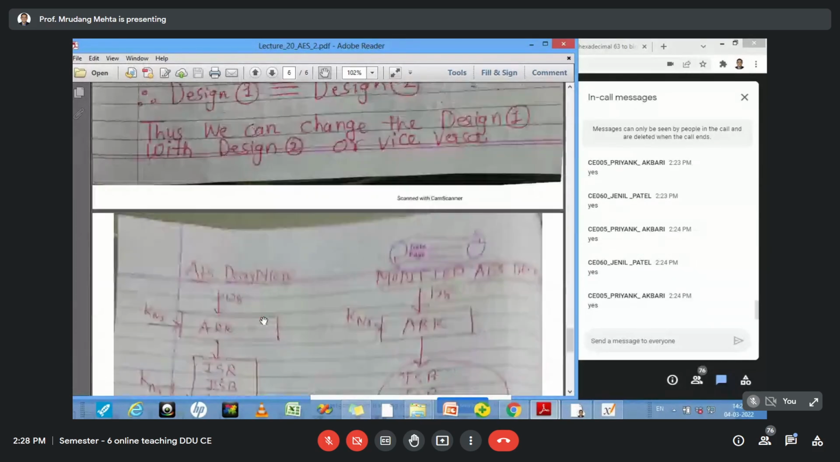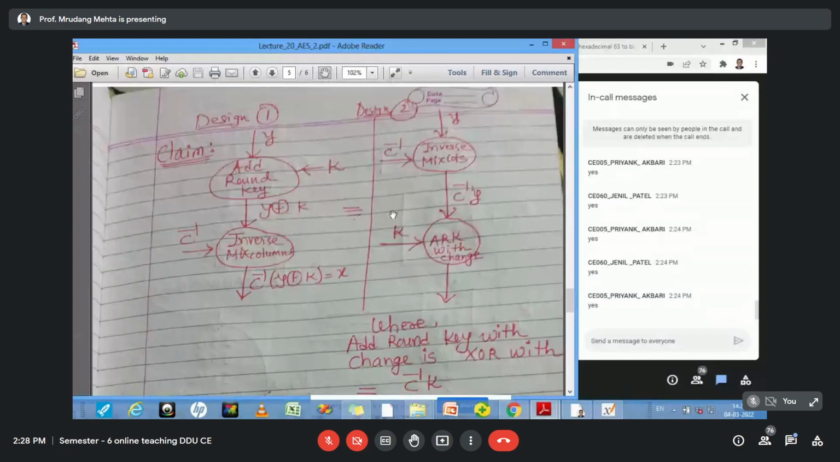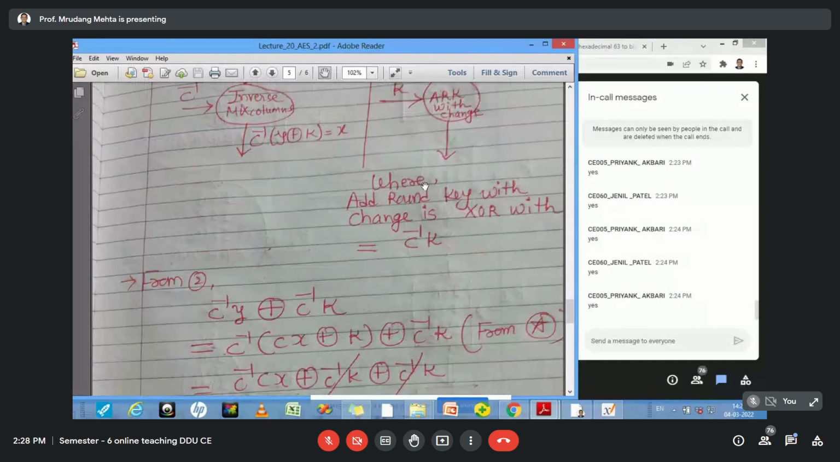So design 1 and design 2 are equivalent. Remember that these two are the same only because here the add round key is add round key with change. Okay, so remember we are not only adding the key here, we are adding C inverse K. So ARK with change is XOR with C inverse K.